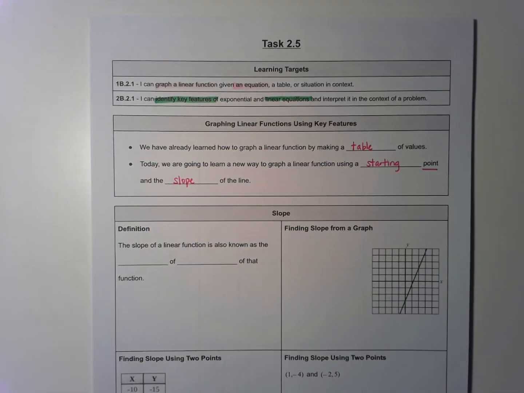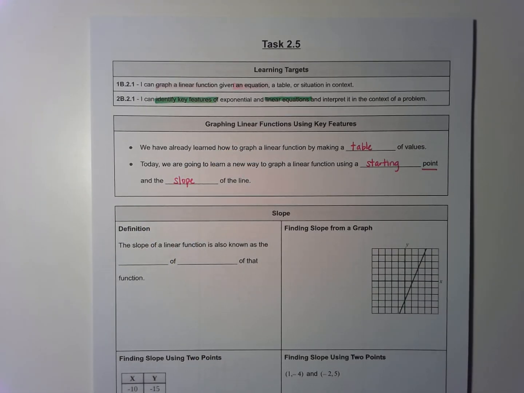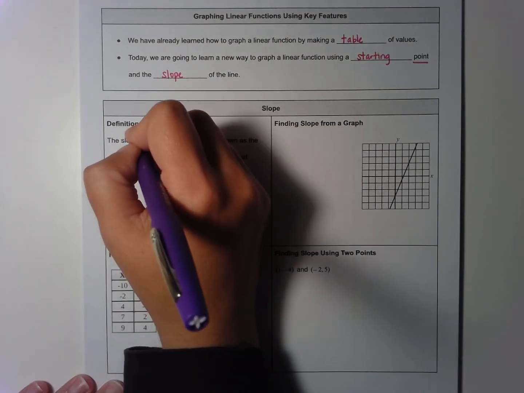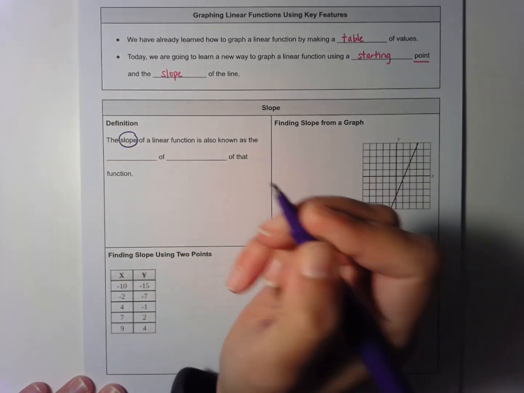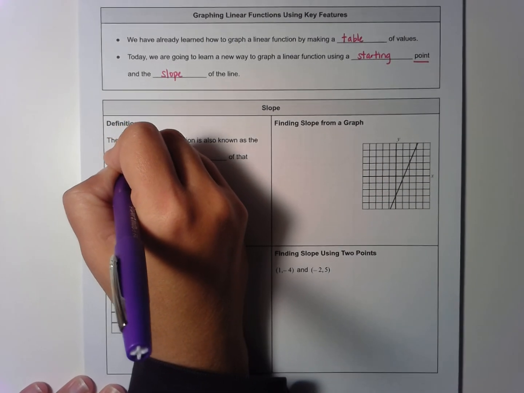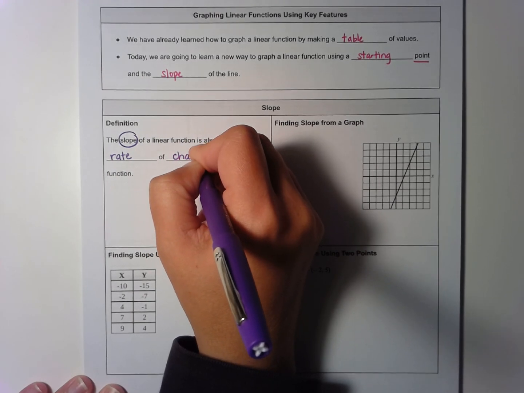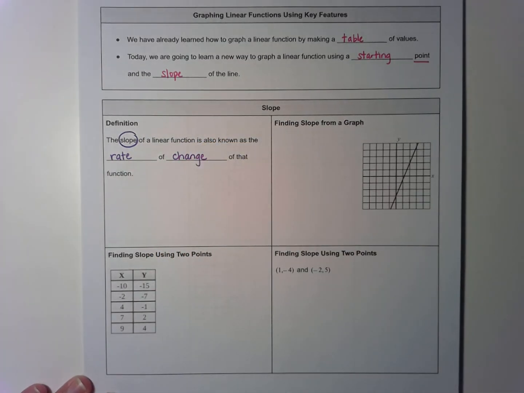Now, before we can actually do this graphing, we need to learn about slope. Some of you may have learned about slope before, some of you may not. So we're going to do this today as a review or a reteaching of the idea of slope. So here's what we know about slope. The slope of a linear function is also known as the rate of change of that function.